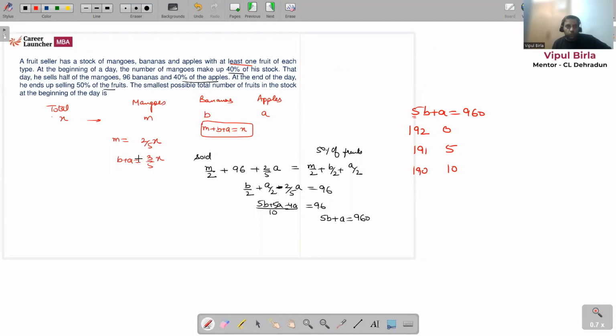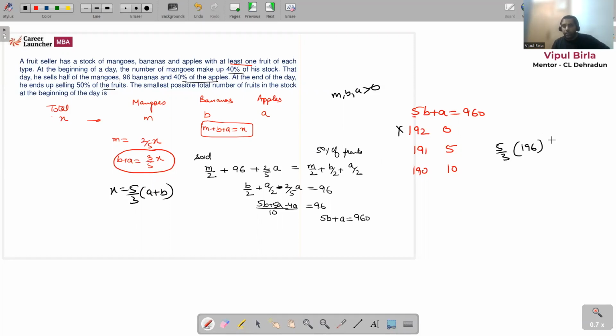Now, total number of fruits will be m plus b plus a, and I know b plus a is 3/5 of x. Now we can also say that x equals 5 by 3 of (a plus b). Right, so I know every value has to be greater than 0, so m, b, a have to be greater than 0. So this is ruled out. If you take this, in that case, total fruit will become 5 by 3 into (a plus b).